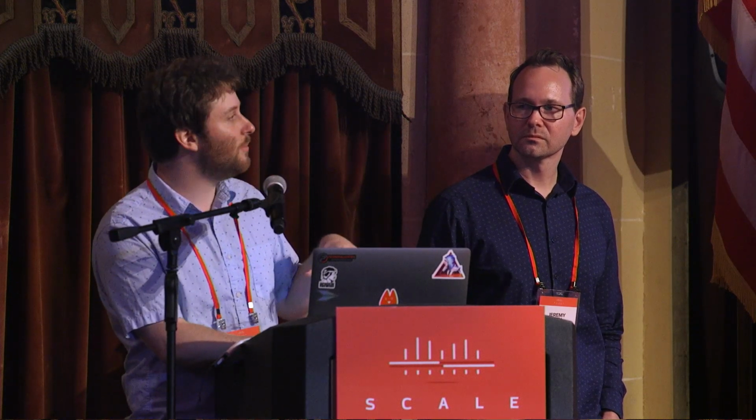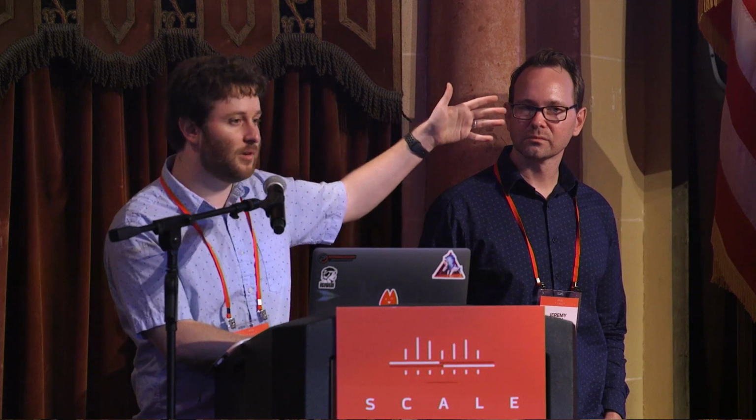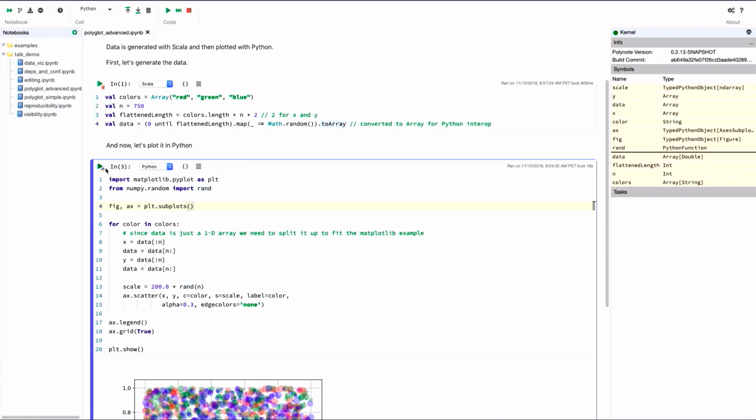And aside from matplotlib, another thing people use Python for a lot is, of course, machine learning, like TensorFlow and things like that. So this lets them use the Scala libraries that we already have for data prep, but then bring TensorFlow, scikit-learn, whatever they want. So we'll just run these two cells now. And we'll highlight toArray there. We'll get back to that later.